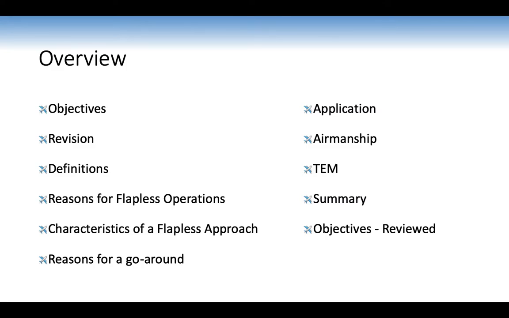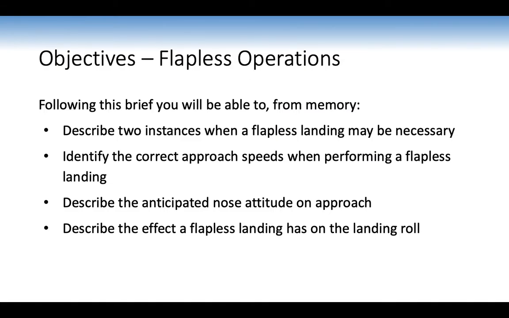Look at the reasons for a go-around, which we discussed briefly in circuits lesson. Look at the applications of what we'll actually be doing in the air. The airmanship and threat management considerations, some of the threats that exist in this lesson, and how we can mitigate them. I'll summarize everything, and then finally I'll ask you a few questions with the objectives.